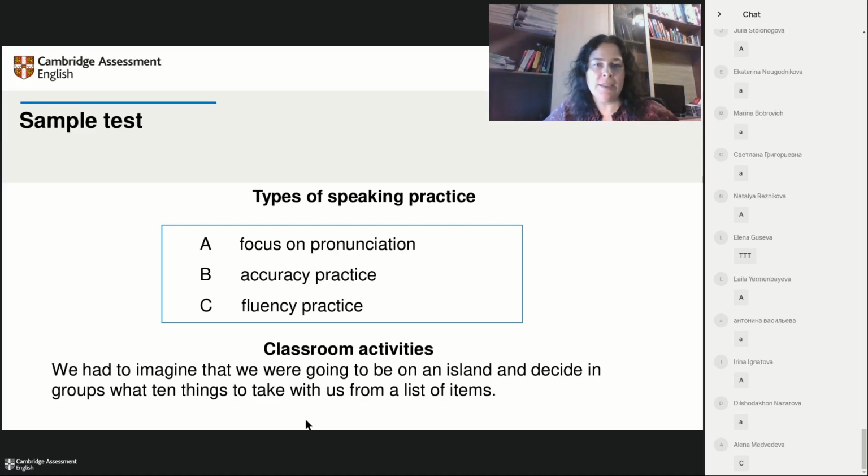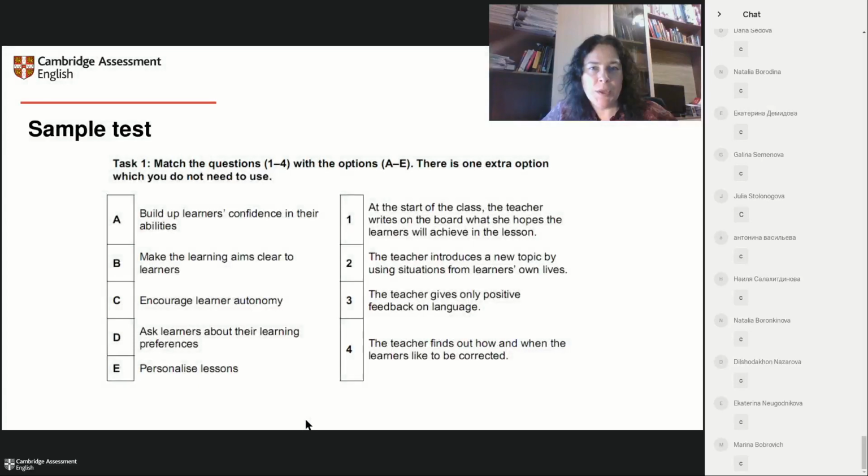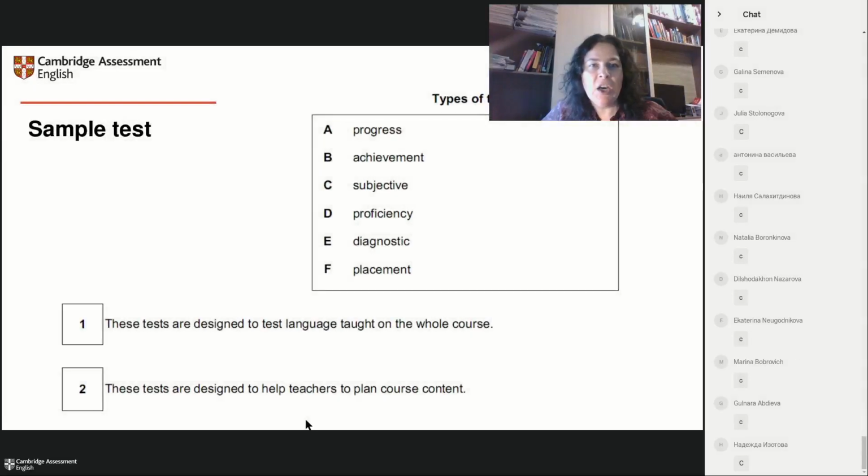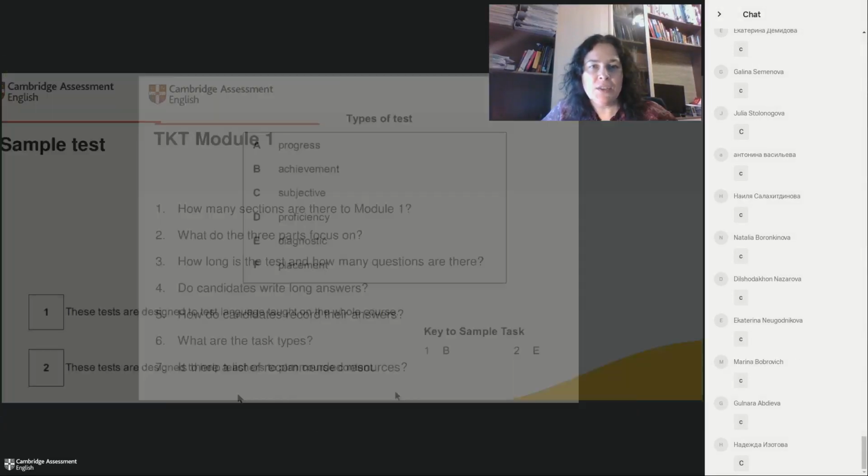And here is a classroom activity about an imaginary situation. Thank you for highlighting the answer. It is with the focus on fluency. Okay, I'm afraid I'll have to skip this one. But you will get the slides and you will see the answers.